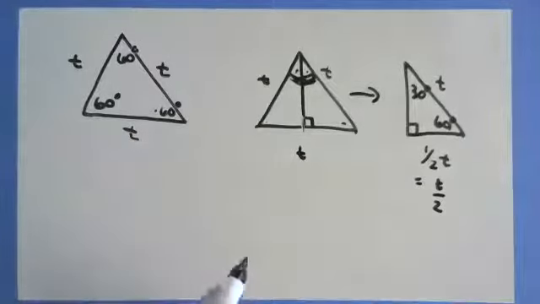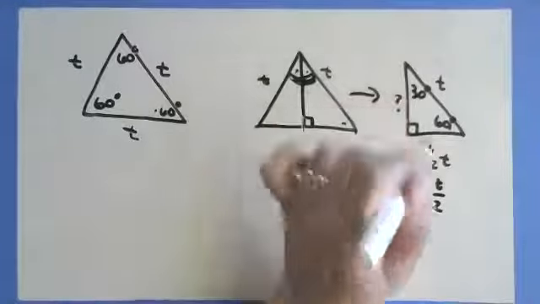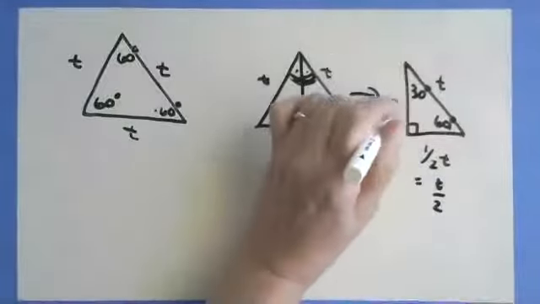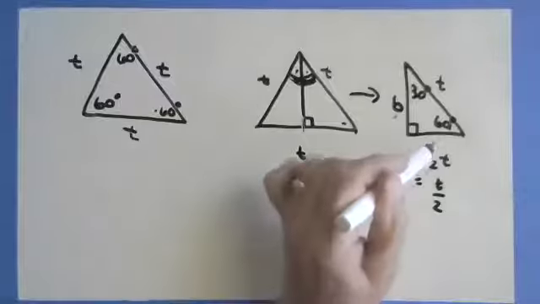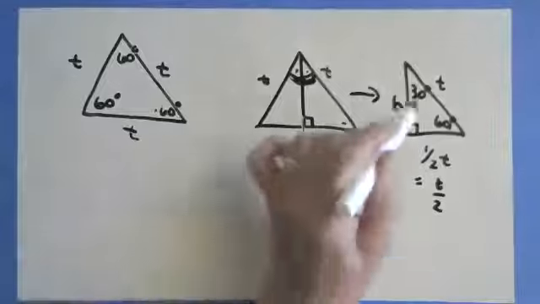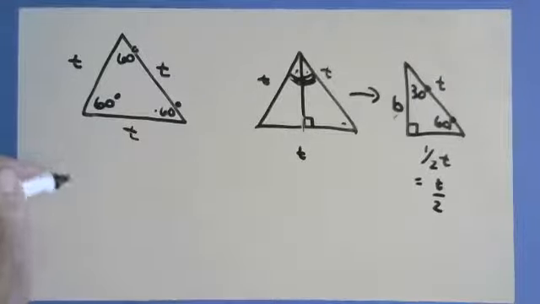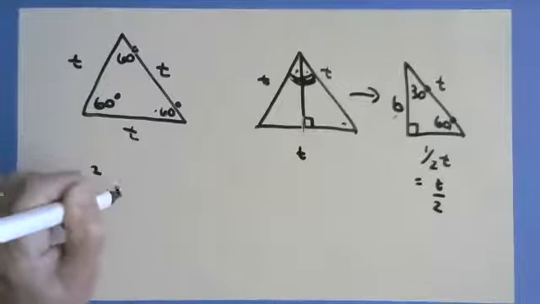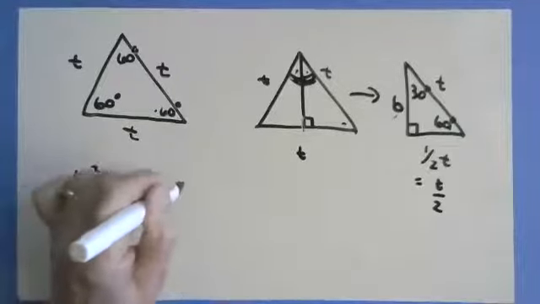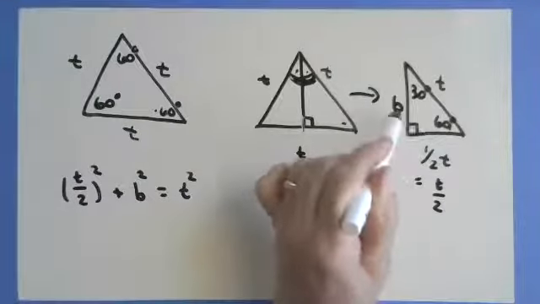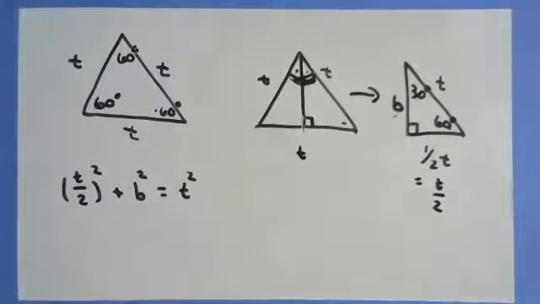The one piece of information that we're missing is the length of this side. In order to figure out what that is, we have to go to the Pythagorean theorem. I'm going to call that side length B. And we know that we have these two legs, and we have that hypotenuse, and it's a right triangle. So we can write the statement (T over 2) squared plus B squared is equal to T squared. The square of the two legs added together is equal to the square of the hypotenuse.